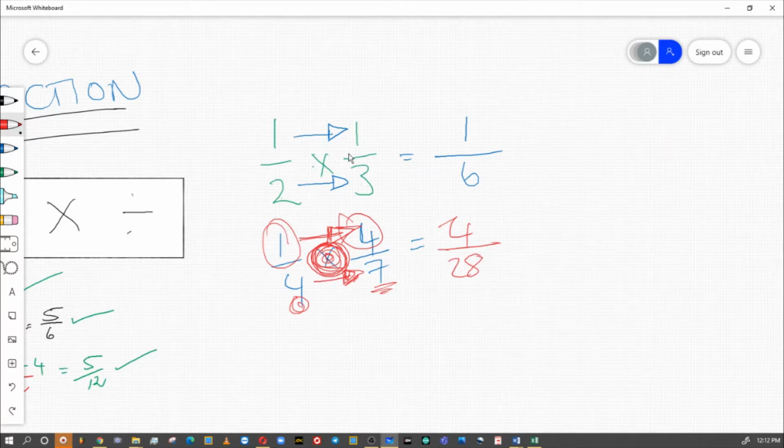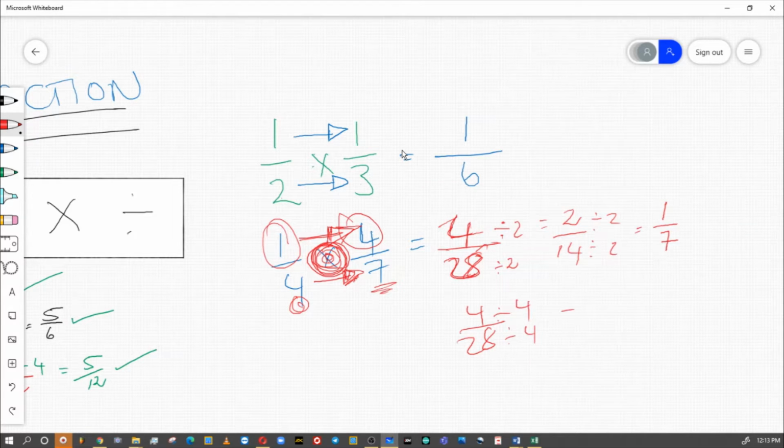Awesome. As you can see, this is not in our simplest form. To get a simpler form, we divide by a number that can go into both of them, and this will be 2 over 14. You can still divide this by 2, and at the end of the day it is 1 over 7. Or you can just say 4 over 28 divided by 4 and divided by 4, and you still get 1 over 7.